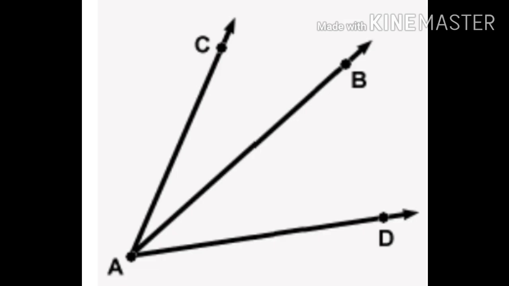You can see that angle CAD is divided into two parts, namely angle CAB and angle BAD. So these two angles combine together to form angle CAD. So we can say angle CAB is adjacent to angle BAD. This is an example of adjacent angles.